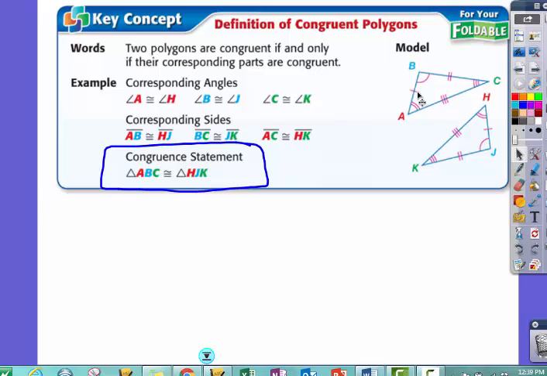The marks are what are going to tell you when you're looking at your homework what matches up. So the single mark is going to match up with the single. Double with double, triple with triple. Same thing with angles. B has a single, J also has a single, so they're the ones that are going to match up.